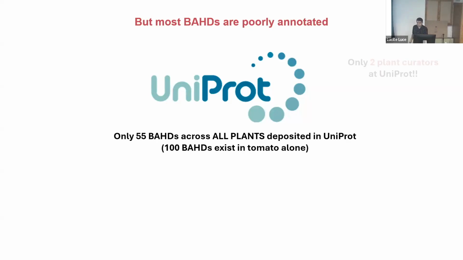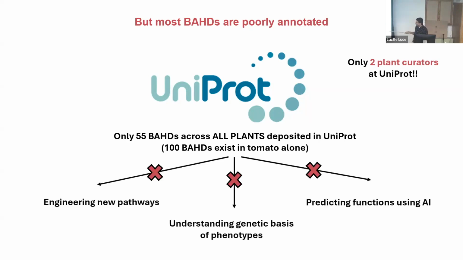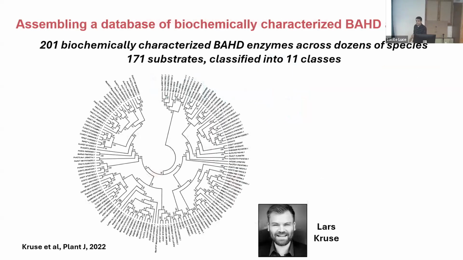And this is not surprising because we found out a couple of years ago there are only 2 people in UniProt doing plant work. This is not just curators looking at enzyme papers or metabolism papers. Across all plants, only 2 people reading all the thousands of papers published every week and putting them in UniProt. And this is obviously a major constraint for a lot of different downstream activities. We decided to give them a helping hand, at least for BAHDs.